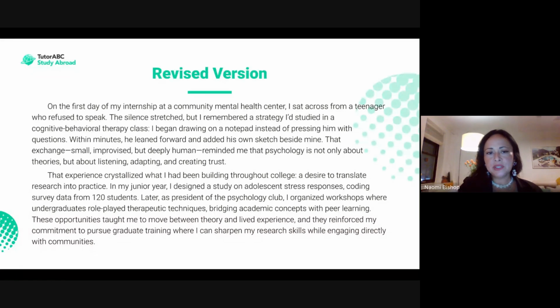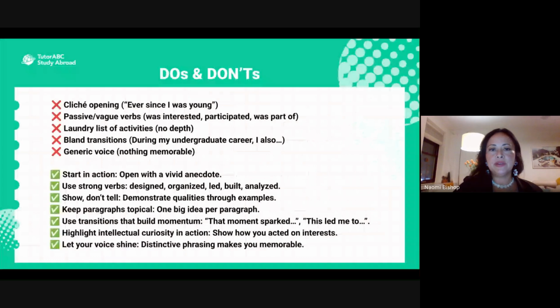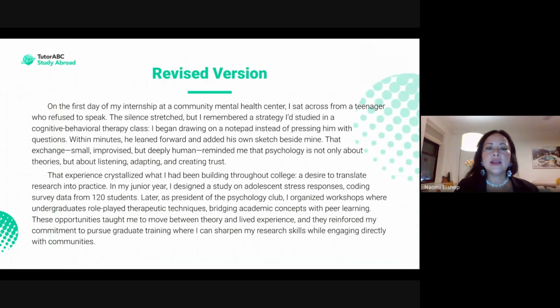So you might see with this version, we did all of the things that we discussed here with the green check marks. It's more active, there's concrete examples, there's specificity, survey data from 120 students. There's also poetic language, the silence stretched. And in each moment, it's not just about being poetic or about showing, it's connecting the examples to the bigger picture, which is the narrative of why you care about your field and something that sparked interest in your field.